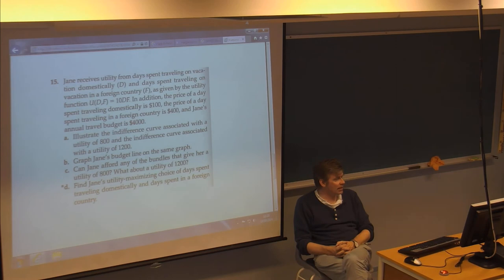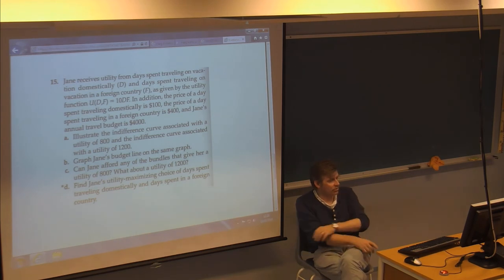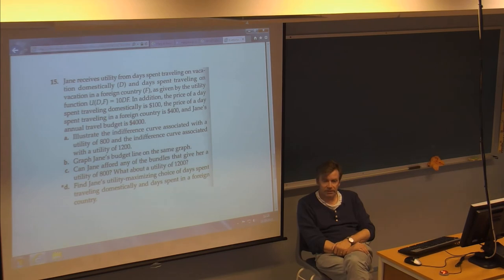In addition, the price of a day spent traveling domestically is $100, while the price of a day spent traveling in a foreign country is $400. And Jane's annual travel budget is $4,000. So it's kind of a huge amount of money. It seems then that Jane is perhaps not poor, but maybe not rich, as it's much more expensive to travel in foreign countries than at home. On the other hand, when you travel at home, you're more informed, so you are maybe able to make it cheaper. So we really can't say anything about that. But the point is that these two goods have different prices here, and that's relevant.